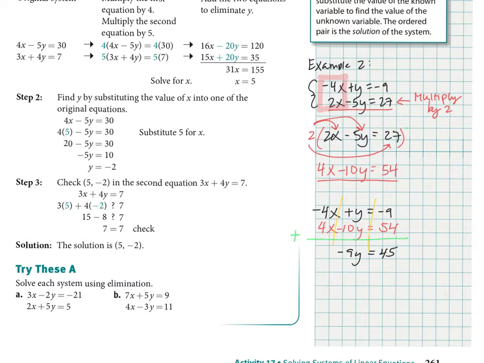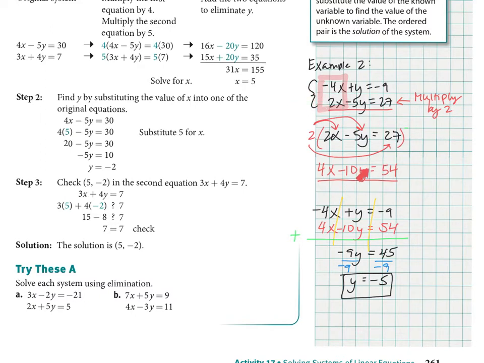So now, to solve for y, we divide by negative 9. Divide by negative 9. And we end up getting y equals negative 5. So that's our y value. Yay! Now, what we can do is plug it back into either original equation.